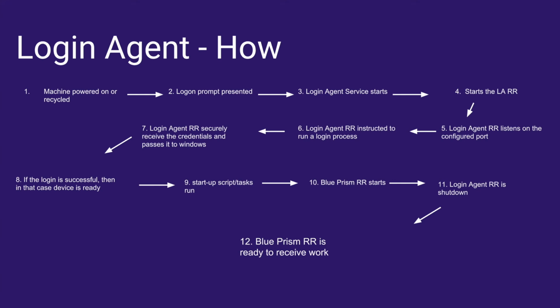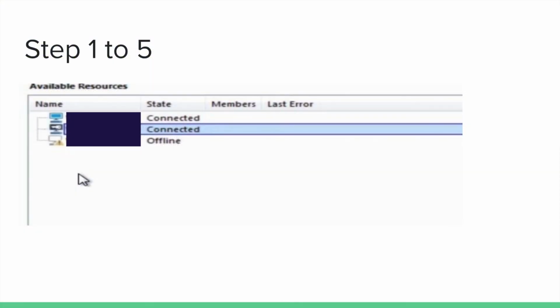So from step number 6 to step number 12, on your interactive client the screen will show a solid blue, as the first resource in this screenshot, meaning the Blue Prism runtime resource is ready to receive work. And during the transition, momentarily it will show you offline while going from lock screen to solid blue. So it will be the third machine.